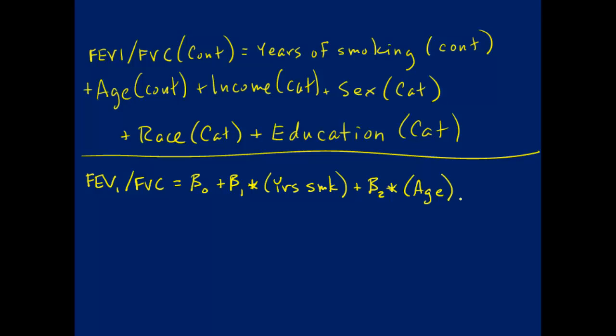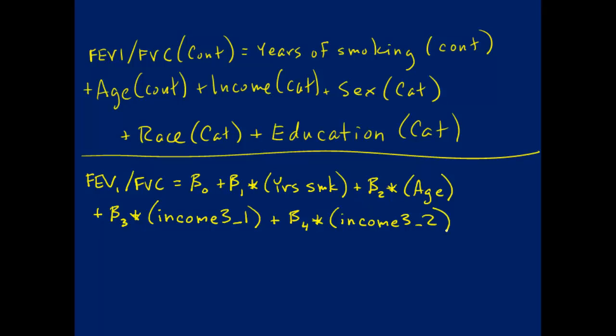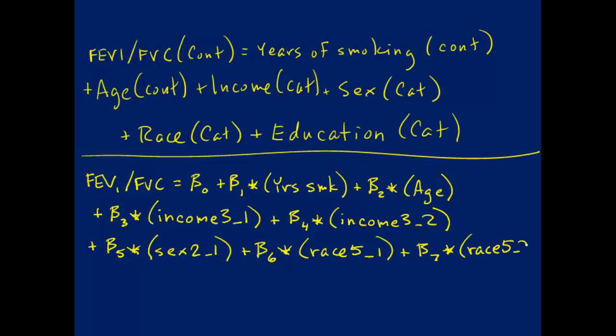Now, income is a categorical variable with 3 levels. So we will have 2 dummy variables, each with its own beta coefficient. So that will be plus beta 3 times income 3 underscore 1, plus beta 4 times income 3 underscore 2. Now the next is sex. It's a categorical variable with 2 levels. There will be 1 dummy variable. So plus beta 5 times sex 2 underscore 1. The next is race. It's categorical with 5 levels. So there will be 4 dummy variables. So plus beta 6 times race 5 underscore 1, plus beta 7 times race 5 underscore 2, plus beta 8 times race 5 underscore 3, plus beta 9 times race 5 underscore 4.